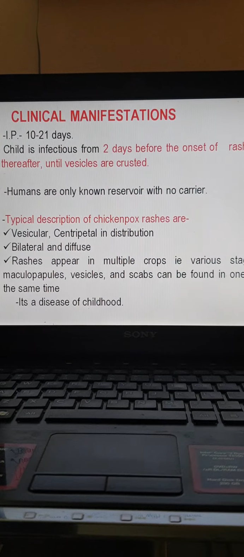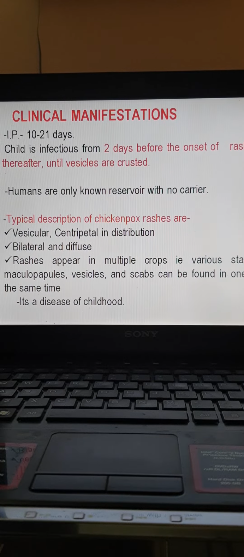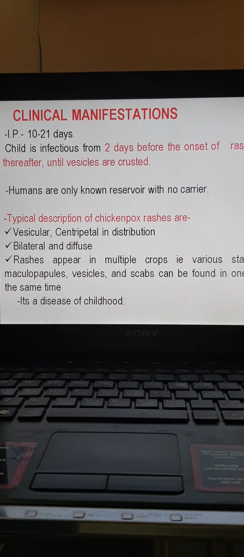The incubation period is 10 to 21 days, and the child is infectious from 2 days prior to the onset of rash to 5 days thereafter, until the vesicles which are formed are crusted. Humans are the only known reservoir, with no carrier.